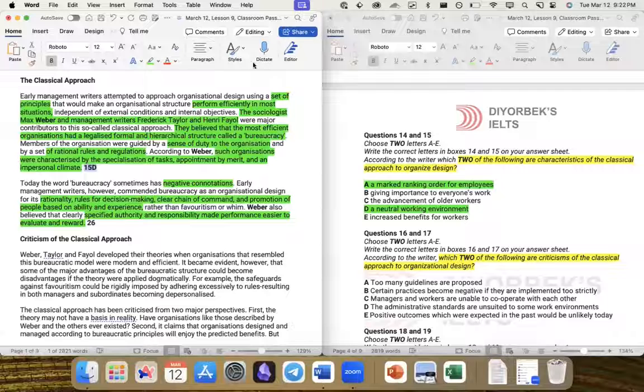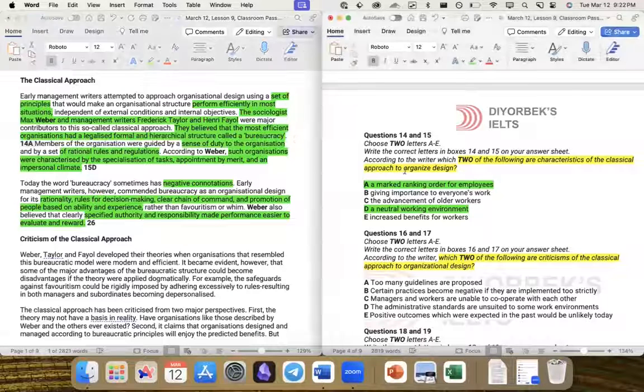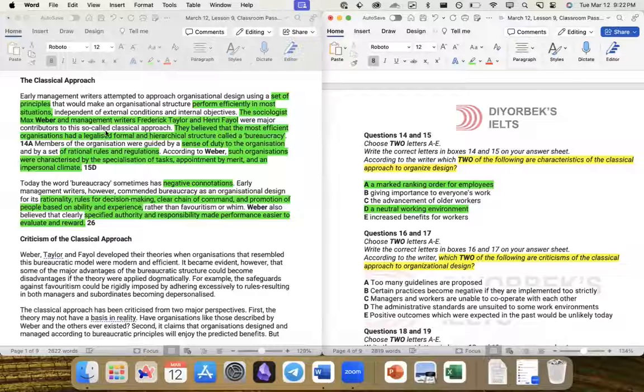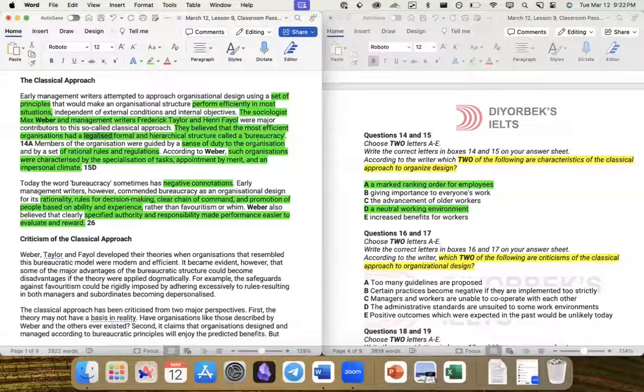Va ikkinchisi marked ranking order esa structural hierarchical structure called bureaucracy. Mana shuna 14A bo'lmaydimi? Nima deysizlar? I think yes. To'g'rimi? Hierarchy degani, demak order degani. Marked degani legalized degani. Legalized. To'g'rimi? Alright, ikkita javob bo'ldi.